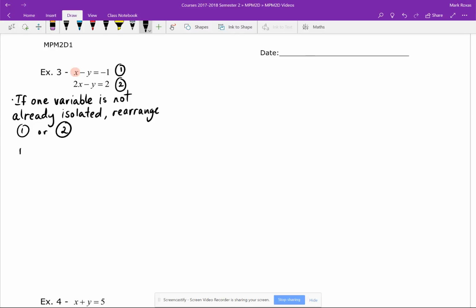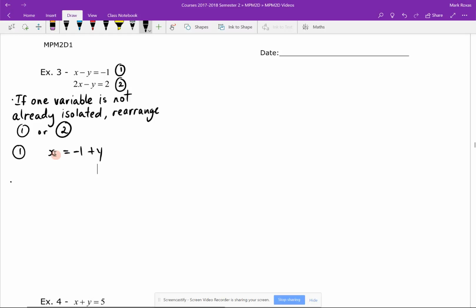So if I use equation number 1, I can isolate x by adding y to both sides. So I'll have negative 1 on the right plus y. Okay, or you could say, well, moving the negative y to the other side, it's positive y. So now I have isolated my equation number 1. So that x is by itself, and I have my expression on the right side. So when you have that isolated variable, you can now replace it in the other equation.